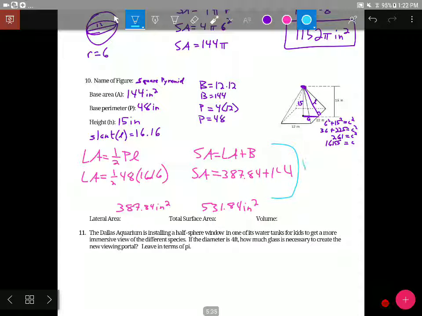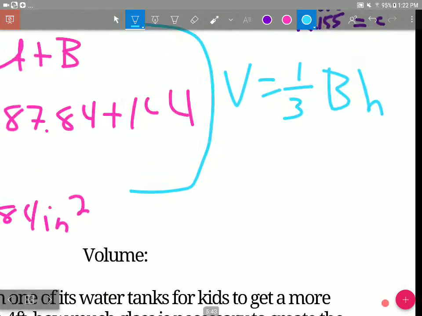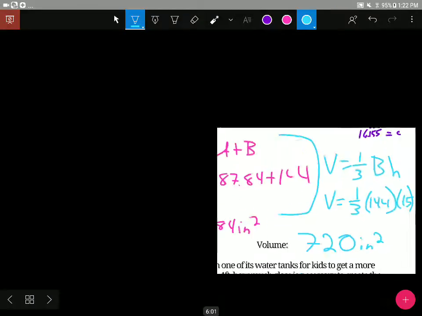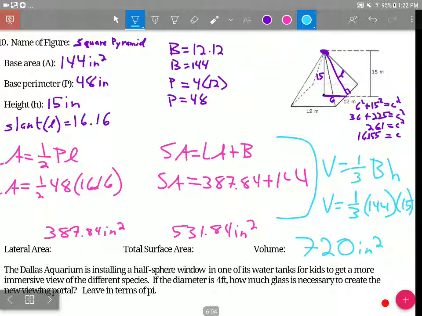Volume equals 1/3 area of the base times the height. Area is 144, height is 15. So volume equals 1/3 times 144 times 15. So that's 5 times 144, which is 720 inches cubed. Get those units. Okay, that's the whole thing. Found all my pieces. I did that in purple, and then each one, that formula, that formula, that formula.